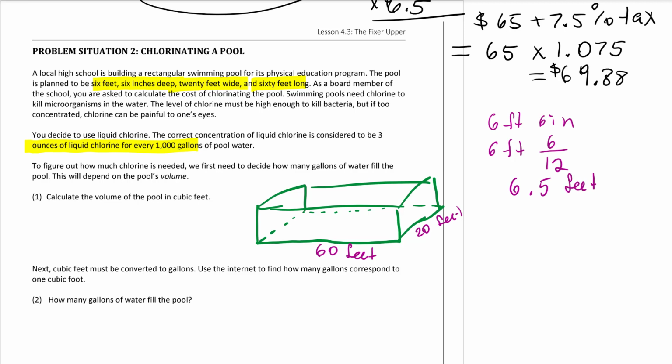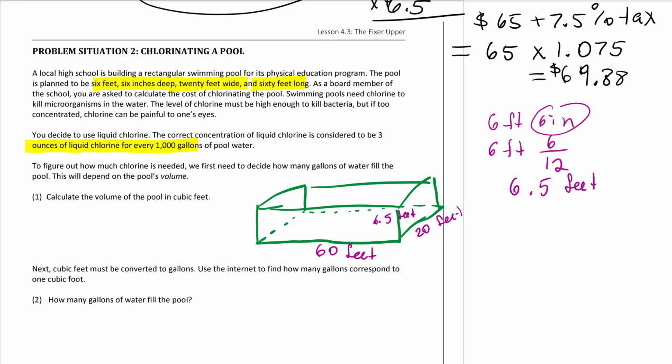All right, so whenever you're given inch information, just put it over 12, use a calculator, convert it into decimal, and then attach it to the whole part. So 6.5. So that's the depth, all in feet. So now we can calculate the volume.